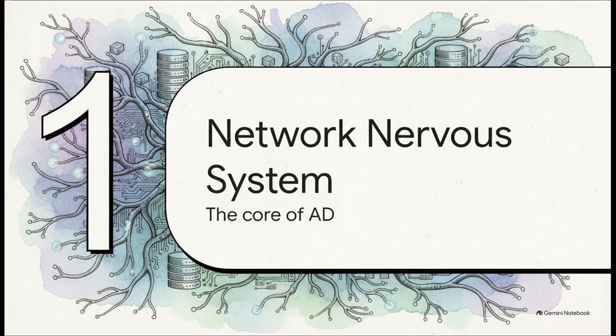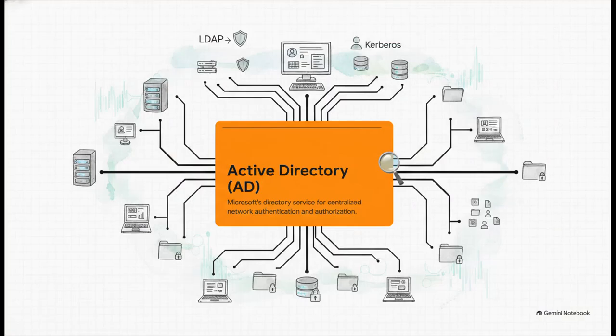Okay, Section 1, the network nervous system. Before we can start turning knobs and writing scripts, we really need to understand the ultimate purpose of this massive infrastructure. So the absolutely crucial point here is that Active Directory is your single pane of glass. It's built on LDAP for querying directory data and Kerberos for secure access. Basically, it allows one single admin console to manage thousands of users, computers, and security policies completely seamlessly. Because honestly, without it, you'd be stuck configuring every single laptop and file share manually.